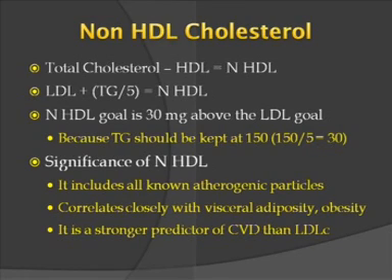LDL here, if it is 100, the Tg by 5, if it is 30, then the NHDL will be 130. What is the significance of NHDL? It includes all known atherogenic particles. It correlates very closely with visceral adiposity and abdominal obesity. It is a stronger predictor of CVD than the LDL cholesterol.